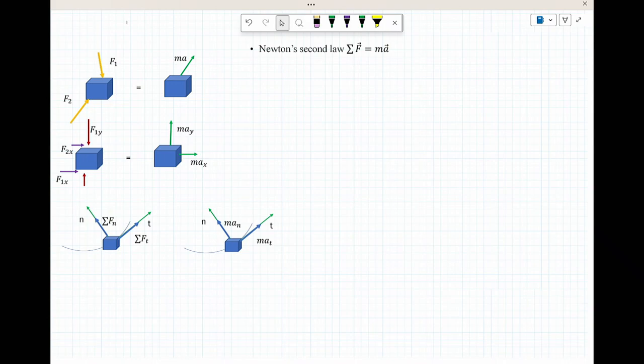The following week, we will talk about work energy. And the following week, we talk about momentum. And then you have reading week. So everything's moving very quickly.